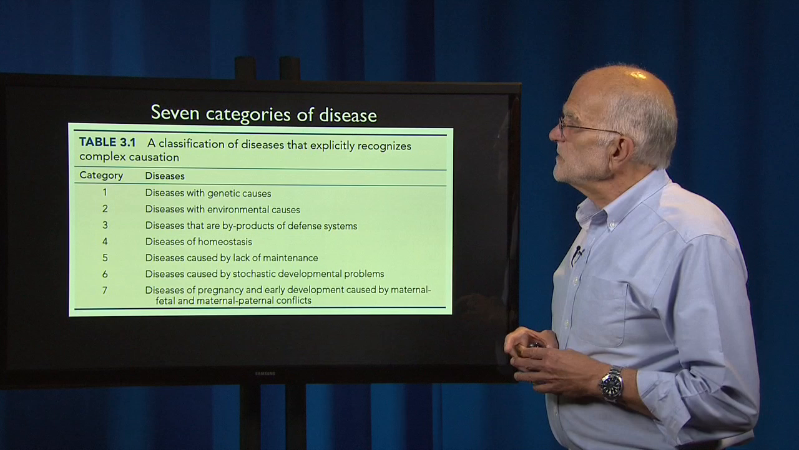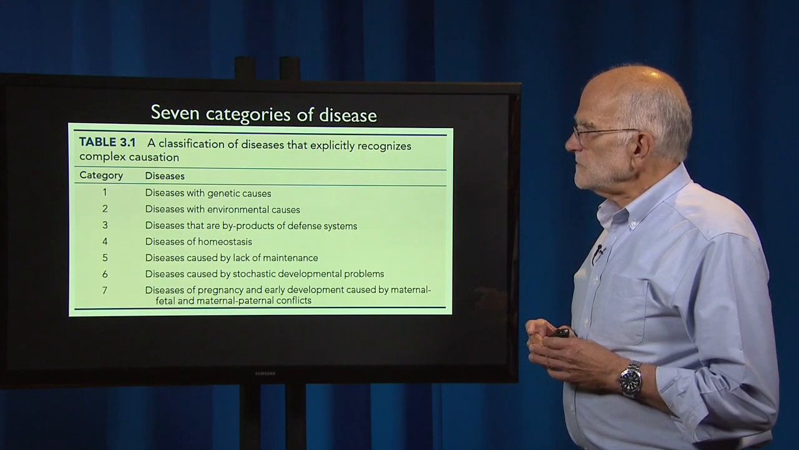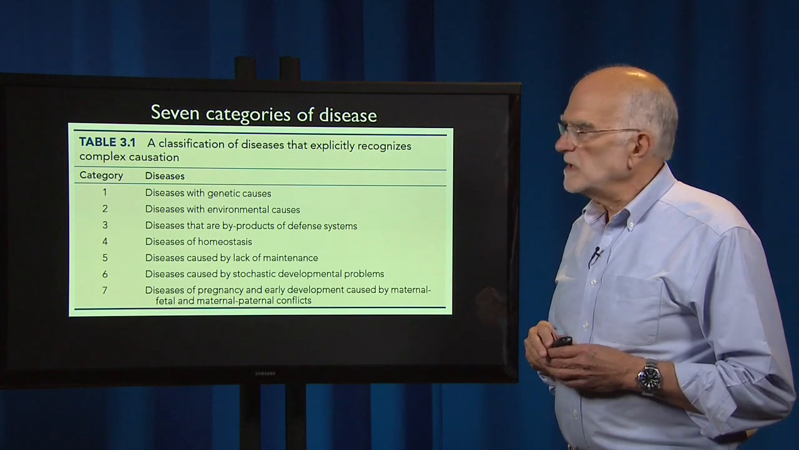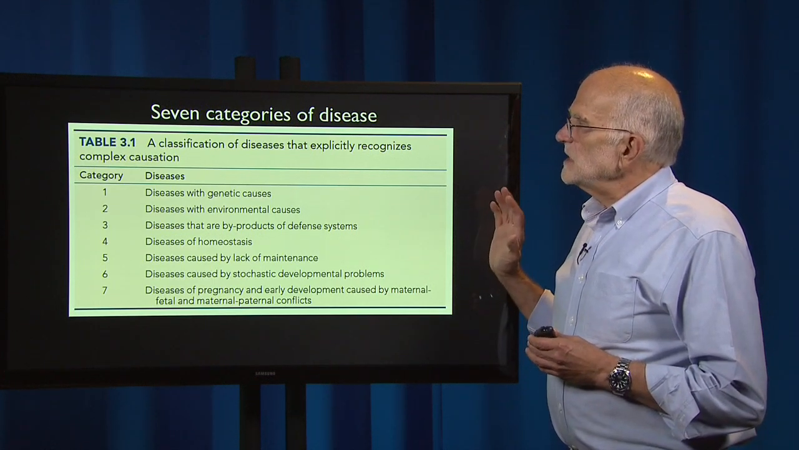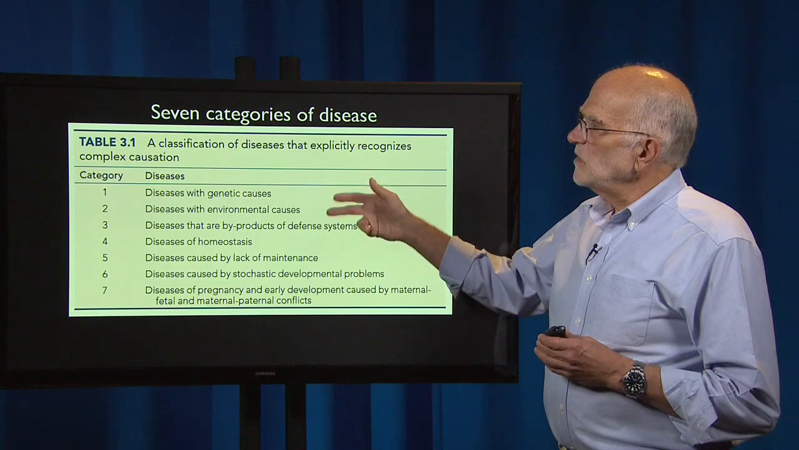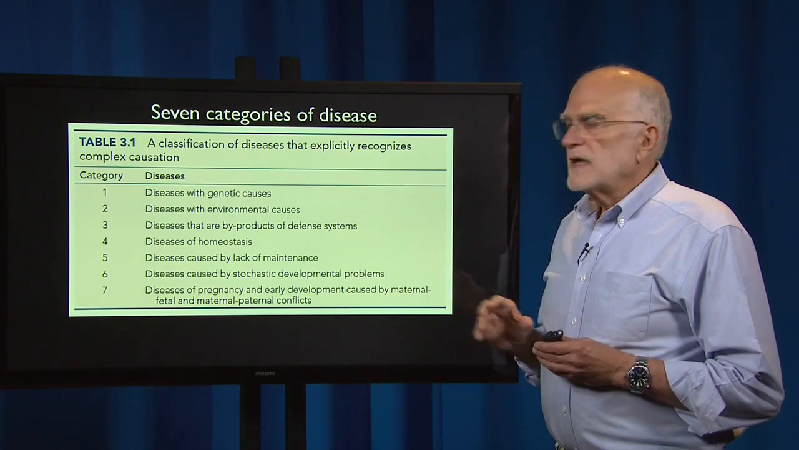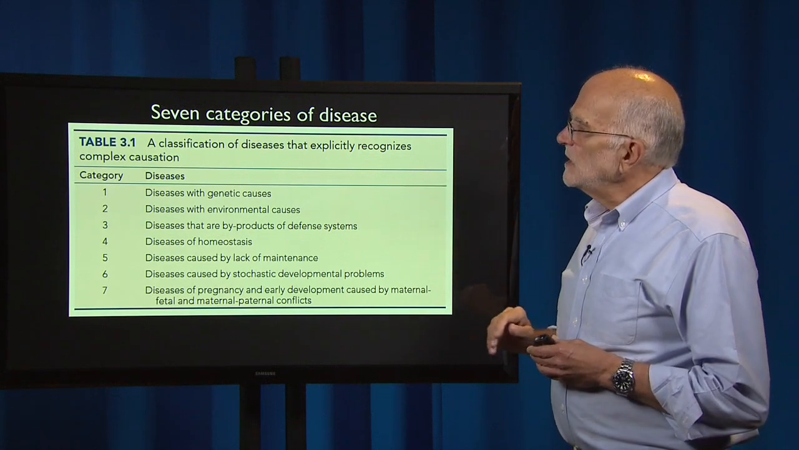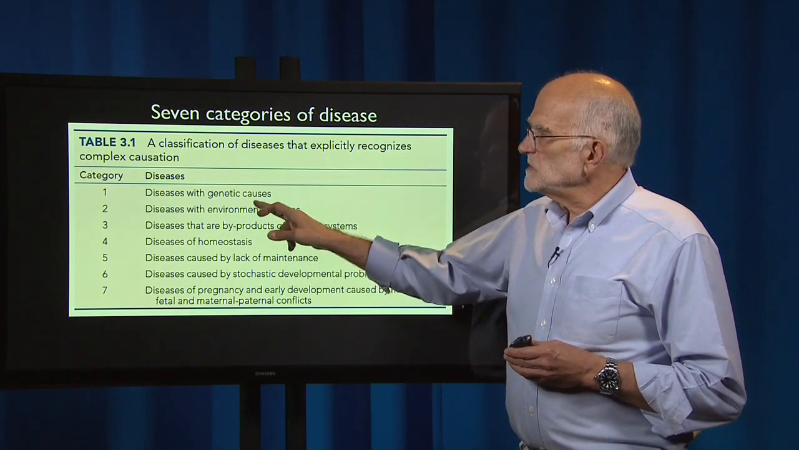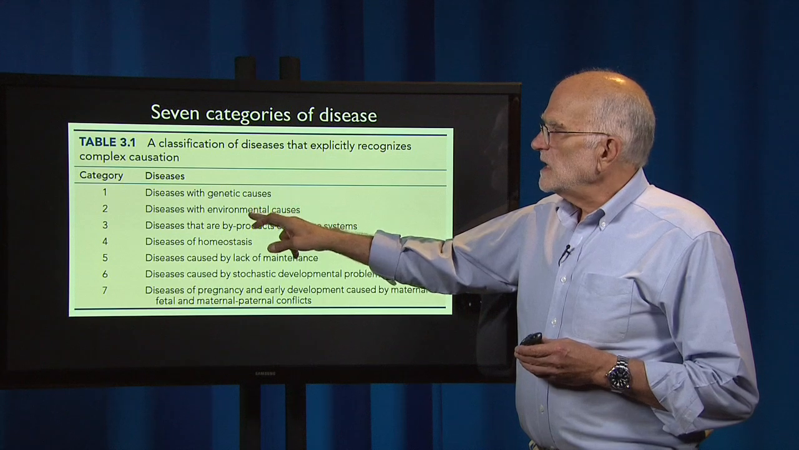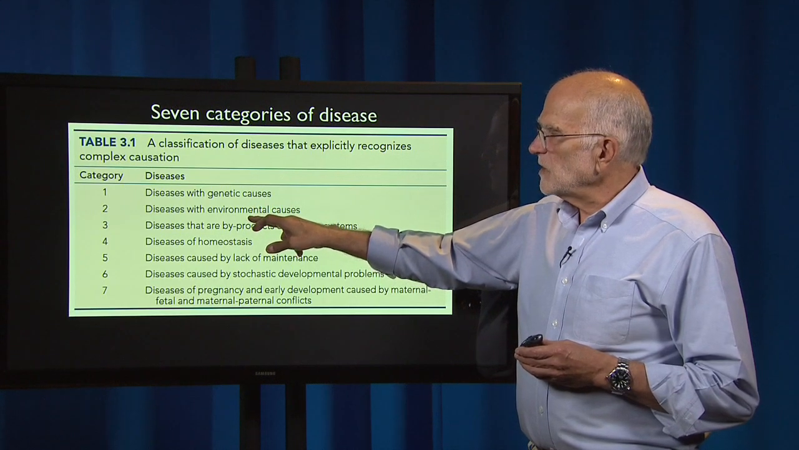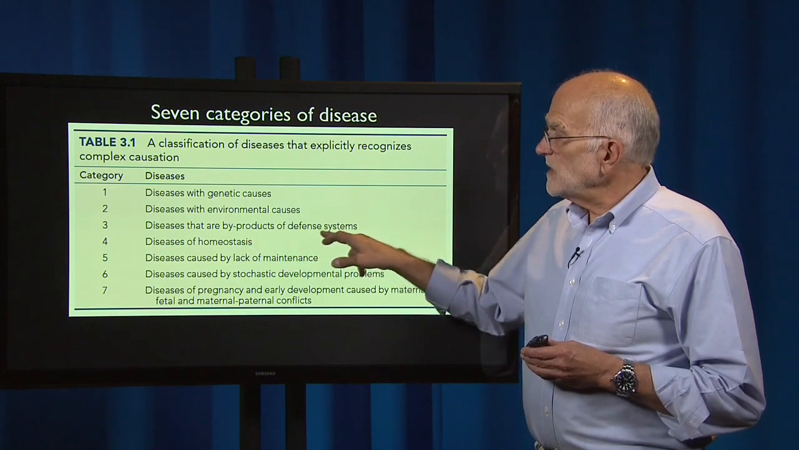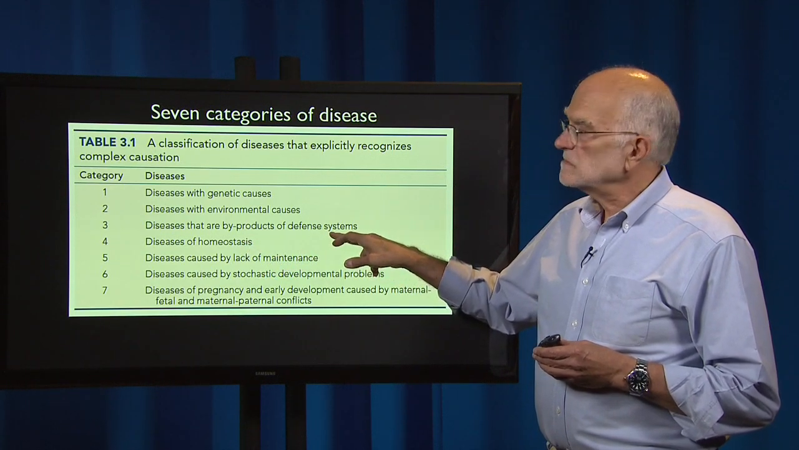So here are the 7 categories. And this deliberately recognizes that the causation of disease is complex. At the outset, I should say that some diseases belong to more than one category, and when that happens, it indicates that they have complex causes. So category 1 diseases are diseases with genetic causes. Category 2, diseases with environmental causes. Category 3, diseases that are byproducts of defense systems.